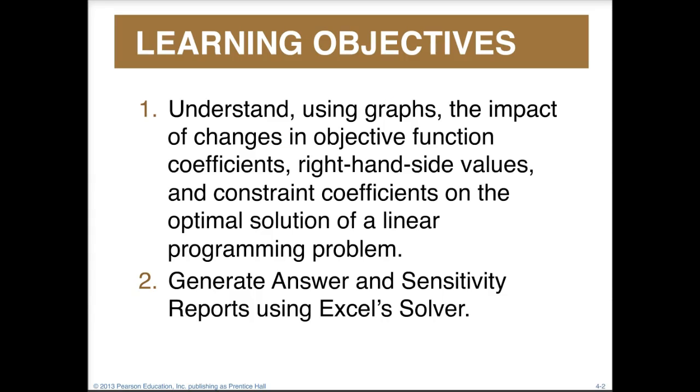So of course, first thing we want to do is understand using graphs the impact of changes of the objective function coefficients, right-hand side values, and constraint coefficients on the optimal solution of a linear programming problem. And then, of course, we want to generate the answer in sensitivity reports using the Excel software. If you've been watching my other two videos, you already know that we know how to do this. It's just a matter of selecting those reports and actually seeing them.